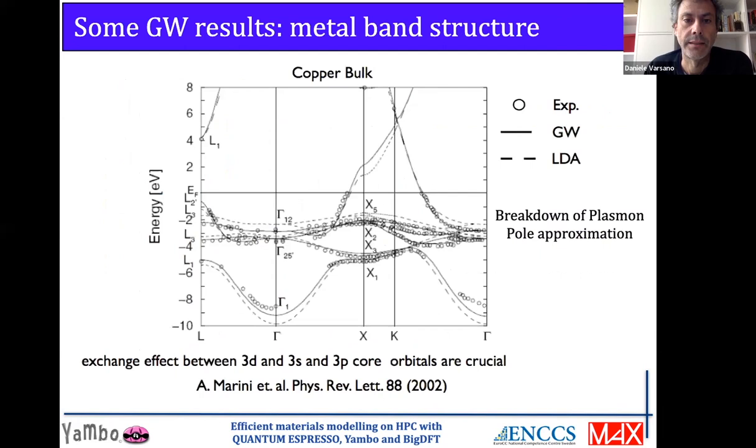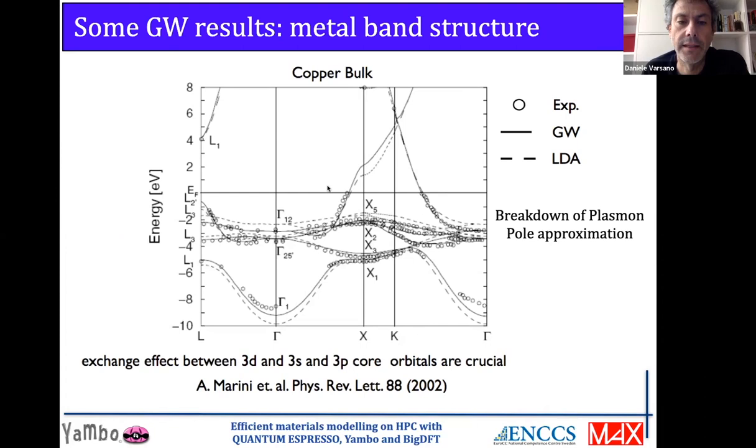So these are semiconductors. In a sense, this is the case of a metal. This is a work about 20 years ago by Andrea Marini on bulk copper, where very good agreement is obtained. Here, this is a case where there is a breakdown of the plasmon pole approximation, as in general there is for metals, as you have a plasmonic peak at low energy, and one pole is not enough to describe your screening.